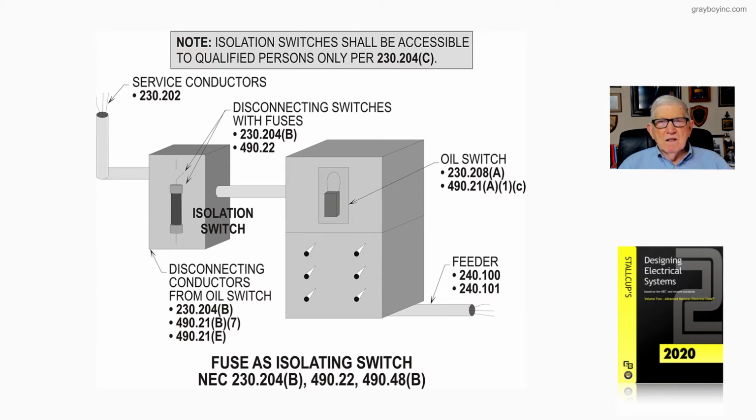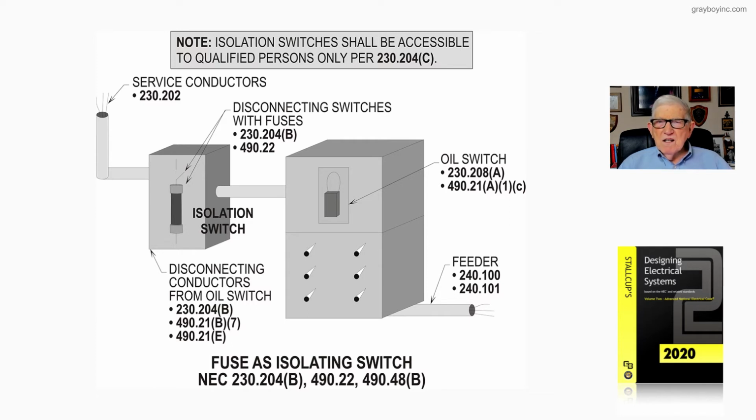They shall be accessible to qualified persons only, as outlined in 230.204(C). The definition of a qualified person can be found in Article 100 for your review if you feel like it becomes necessary. The service conductors, as you see in the illustration, you can find information about those in 230.202.